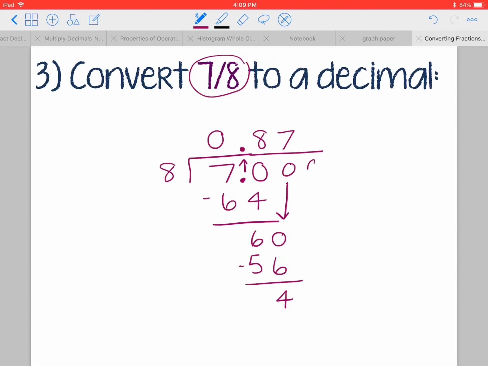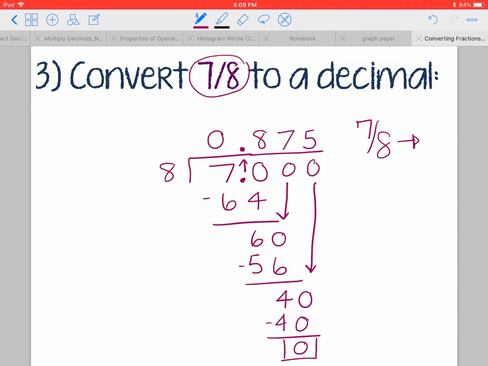Still no remainder, add another 0, drop it all the way down. 8 goes into 40 5 times. 5 times 8 is 40. We subtract and we get a 0. So 7/8 as a decimal is 0.875. Okay.